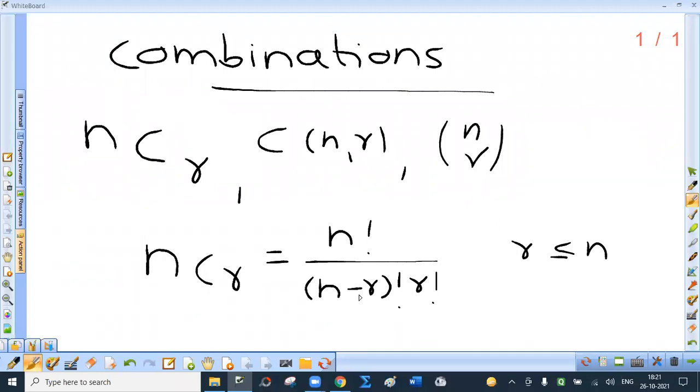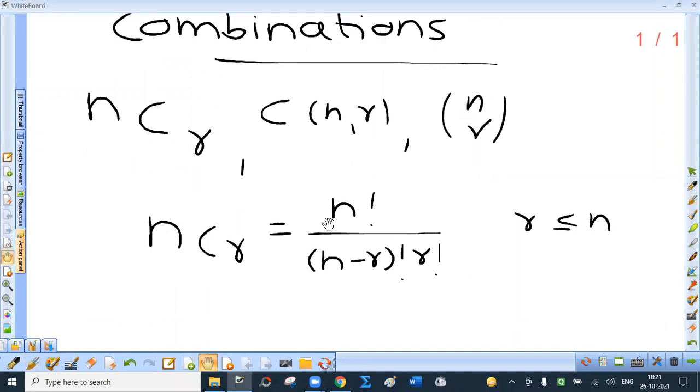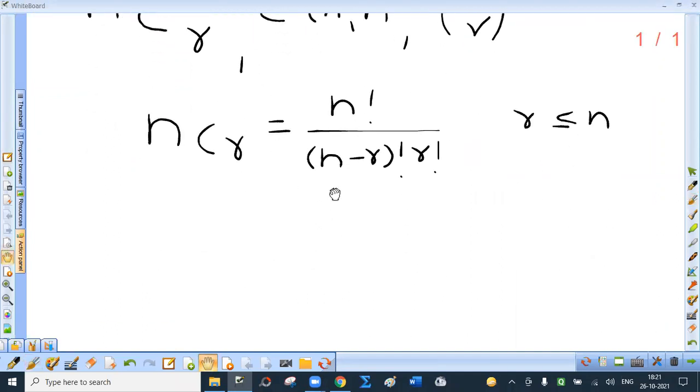Use common sense. Clearly, number of combinations is less than number of permutations. Why? Because combination is just selection. In case of permutation, selected things are to be arranged. Okay. So let us prove this formula.